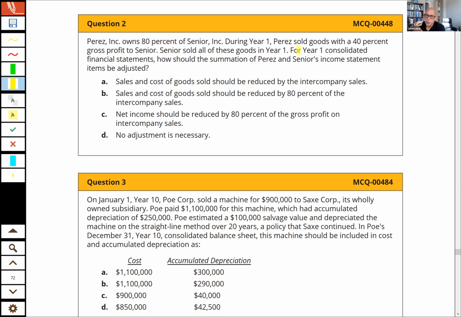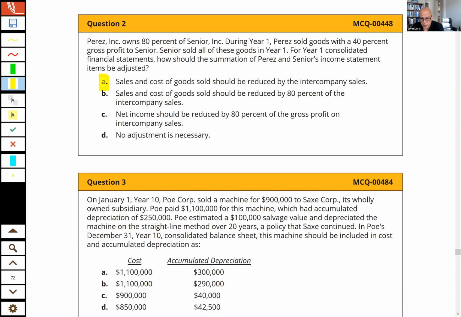Okay, so let's just look here. The answer is A. Okay, most of us got it right. Perez Inc. owns 80% of Senior Inc. During year one, Perez sold goods with a 40% gross profit to Senior. Senior sold all these goods in year one. Year one consolidated financial statements. How should the summarization of Perez and Senior's income statement be adjusted?